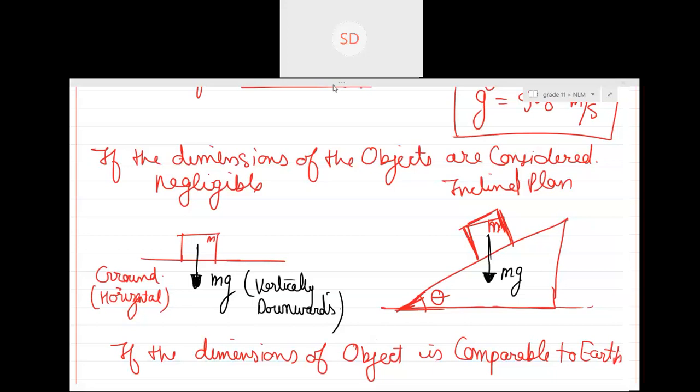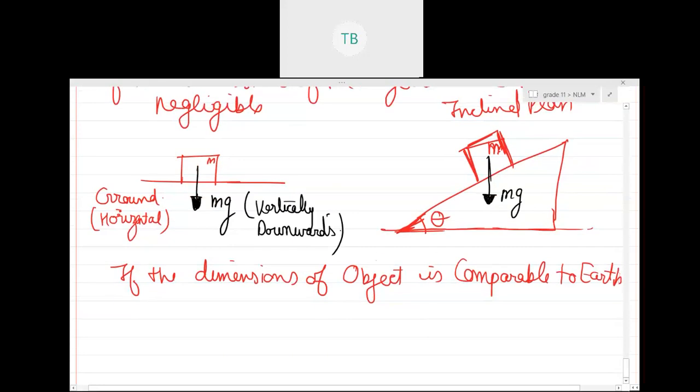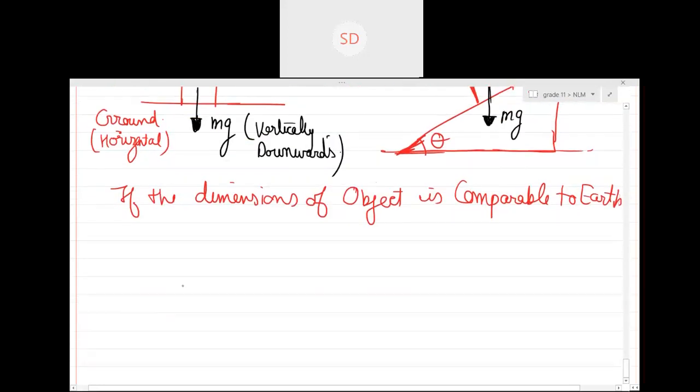Yes, sir. So if the dimensions of the object are now comparable to Earth, will Earth look like this? Let's say this is the center of Earth, and the object is over here. If the object is very big compared to the radius of Earth, what will be the direction of mg now? Suppose the mass is m, then what will be the direction of mg? It will always act towards the center of Earth.